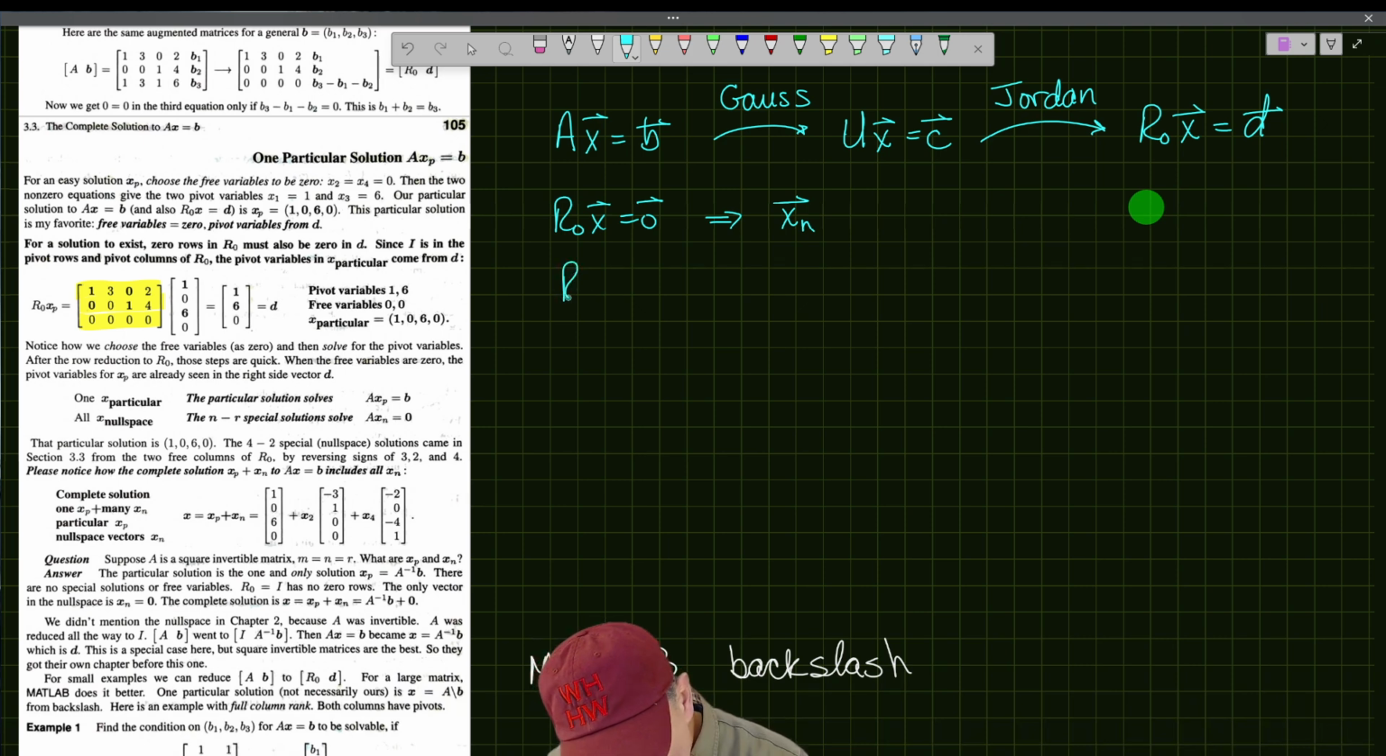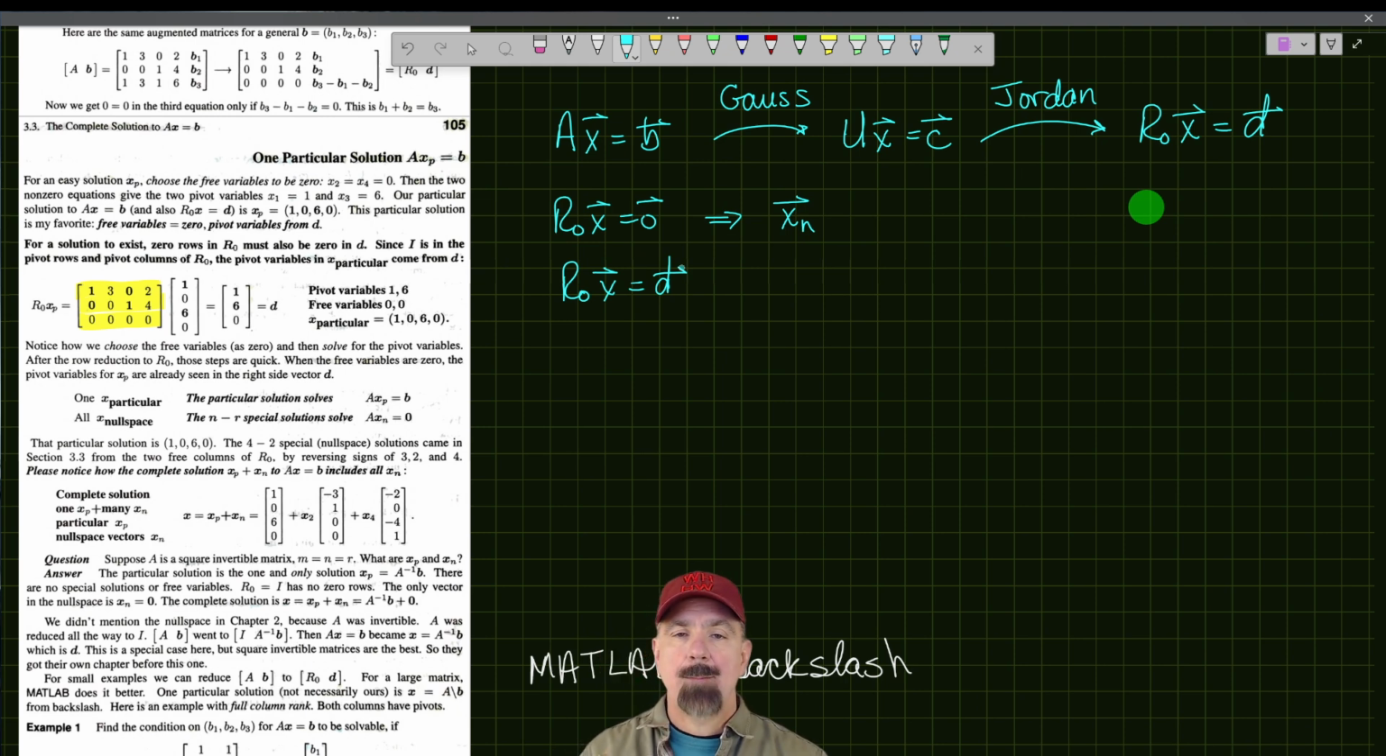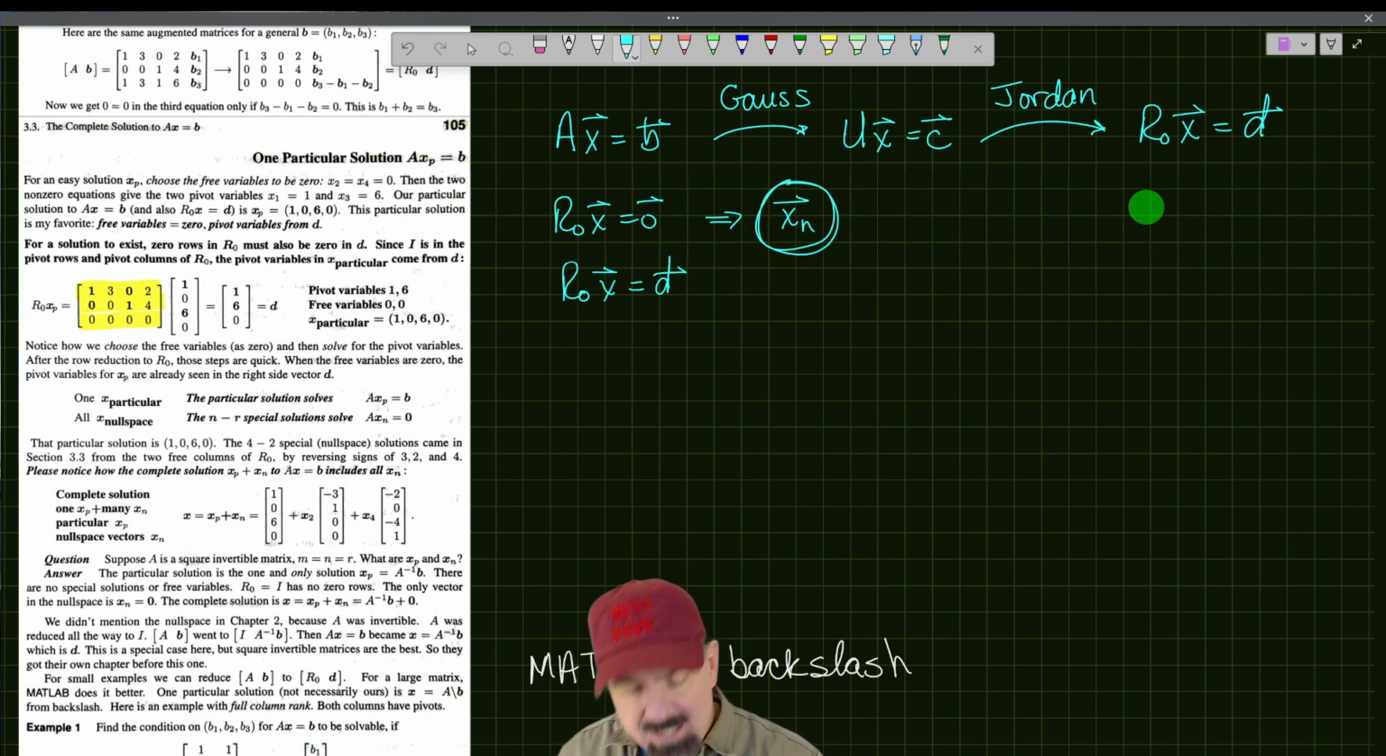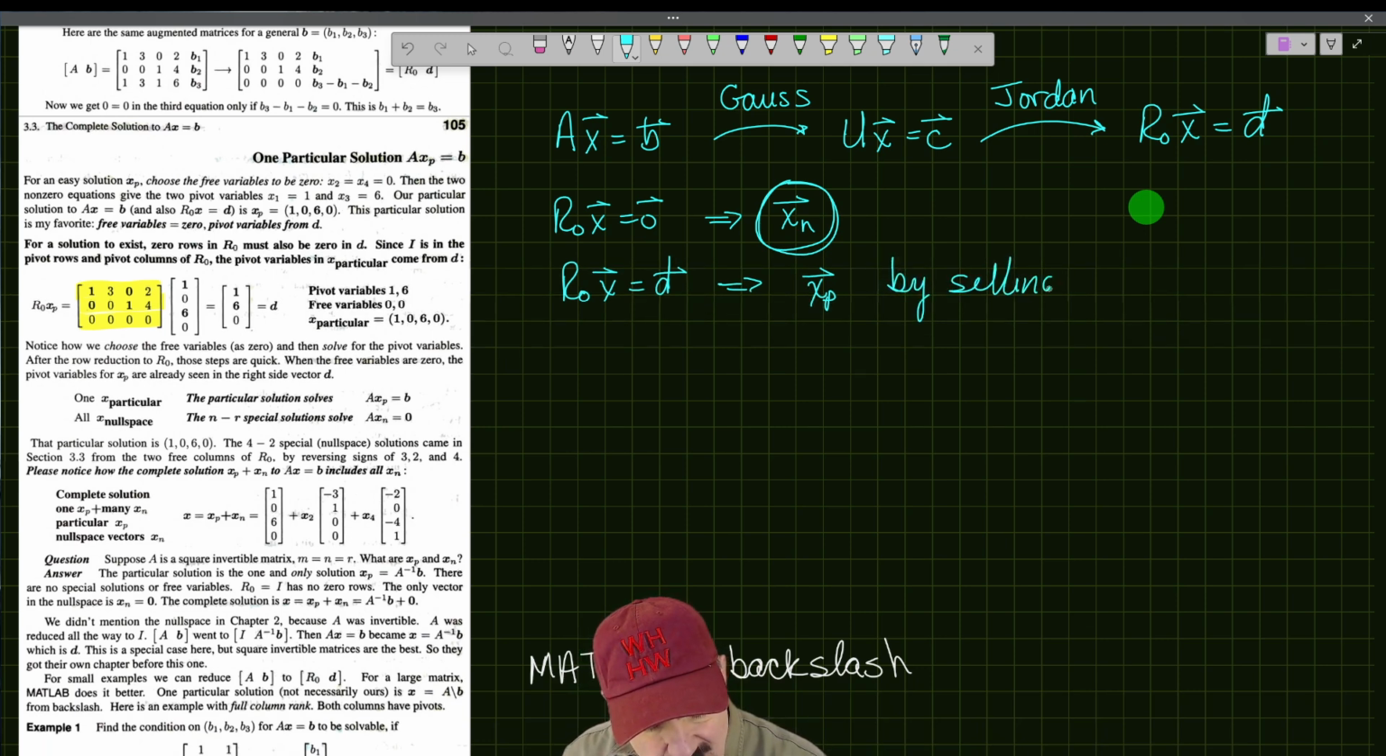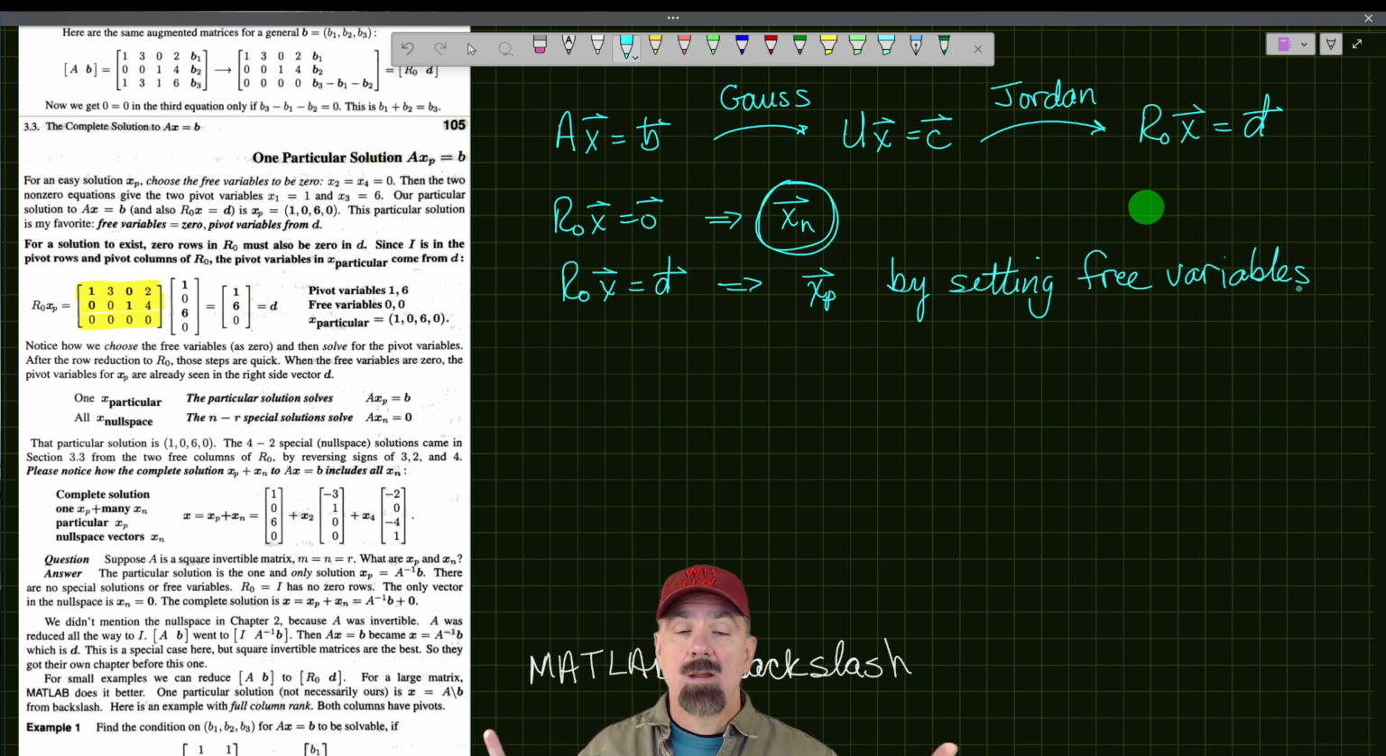When we're solving for r naught x equals d, we can certainly do that by setting all of the free variables equal to 0. So if we have free variables, and of course free variables are required for us to have a non-trivial null space solution, we can find the particular solution, xp, by setting all the free variables equal to 0. And there are, of course, an infinite number of particular solutions.